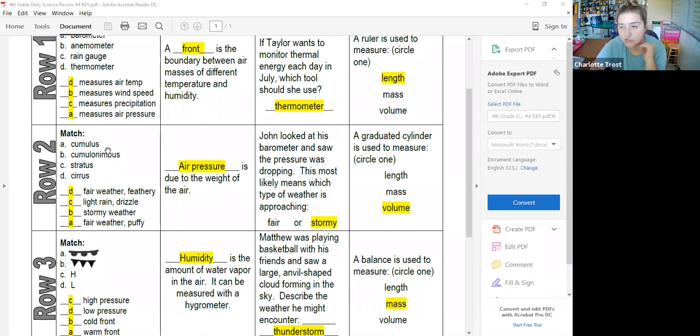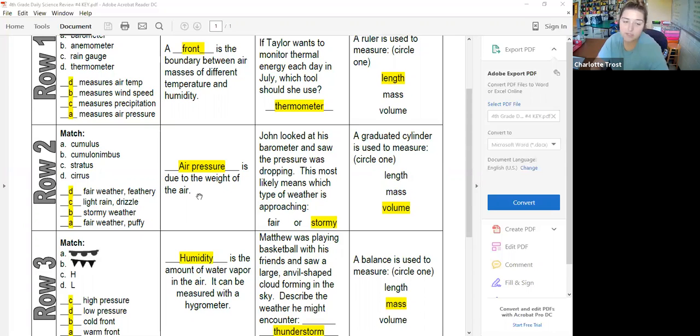And then we need to match the cloud type to its definition. So cirrus clouds, those mean fair weather. They're the feather. Remember, cirrus the cloud, high wispy up at the very top of our sky. Light rain or drizzle, that would be those stratus ones, that gray blanket right above us. Stormy weather is cumulonimbus, and then a nice fair weather fluffy cloud that you usually see in the spring or in the fall, those are cumulus clouds.